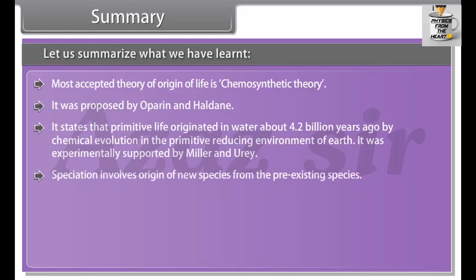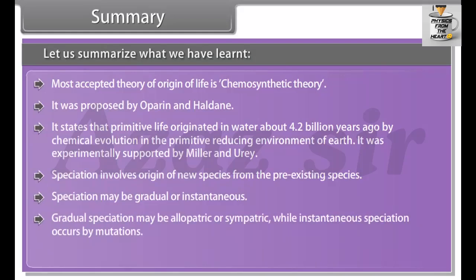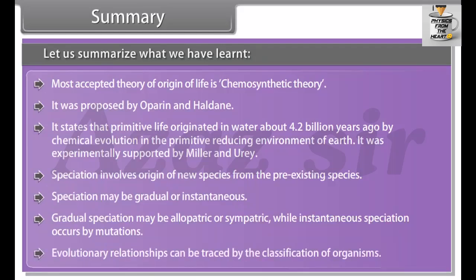Speciation involves origin of new species from pre-existing species. Speciation may be gradual or instantaneous. Gradual speciation may be allopatric or sympatric, while instantaneous speciation occurs by mutations. Evolutionary relationships can be traced by the classification of organisms.